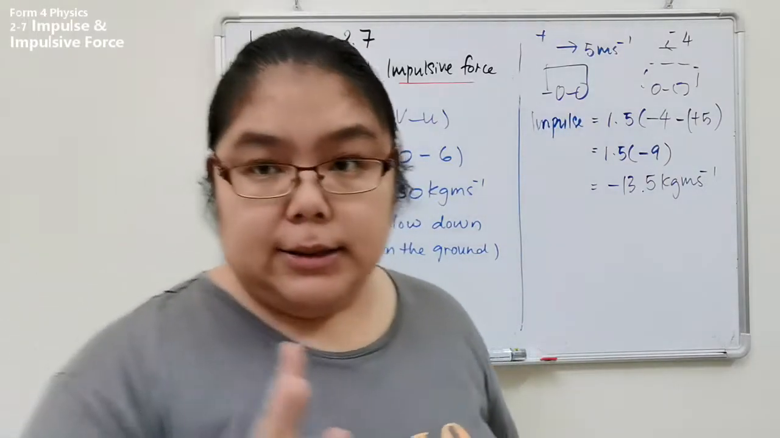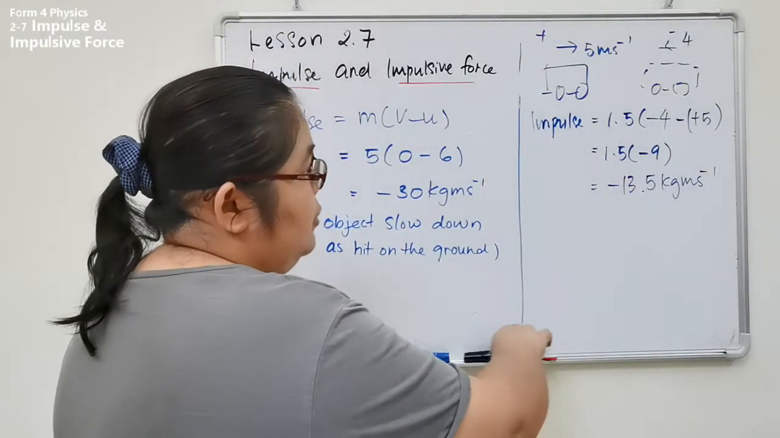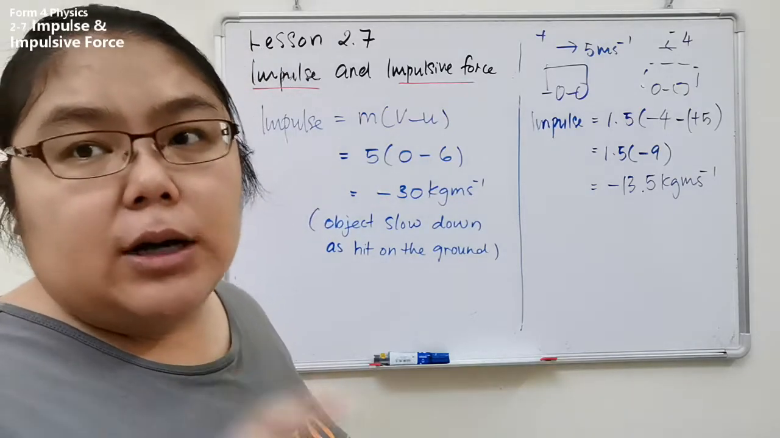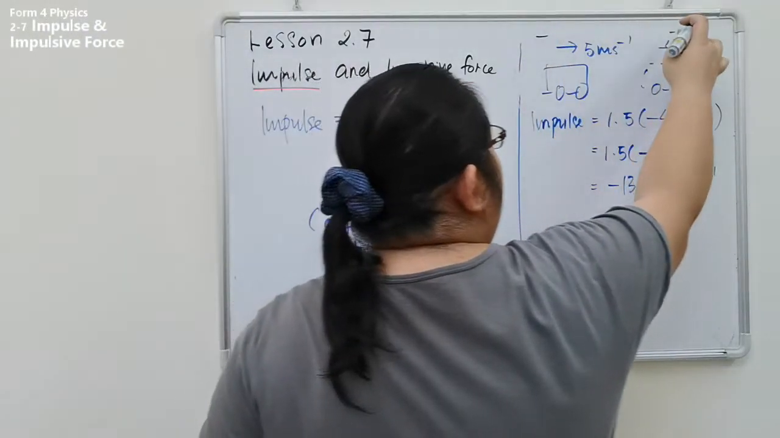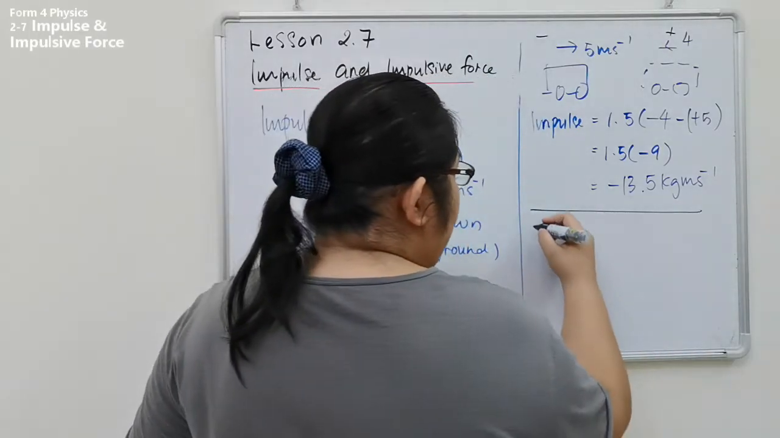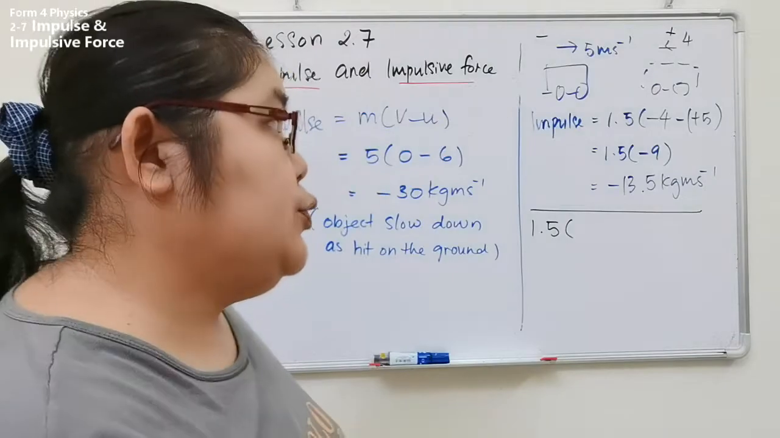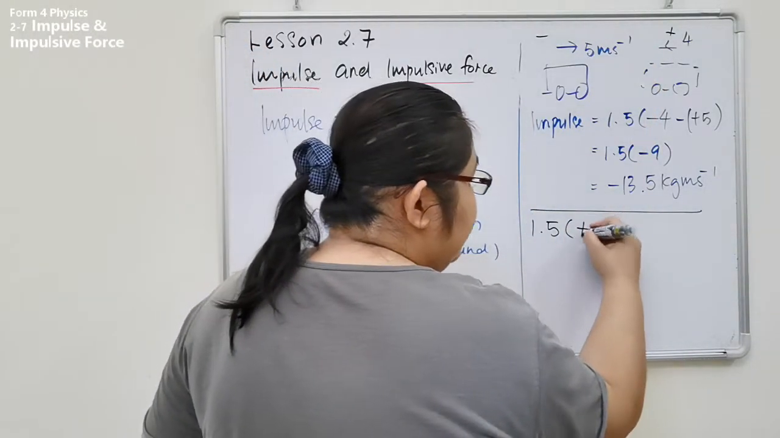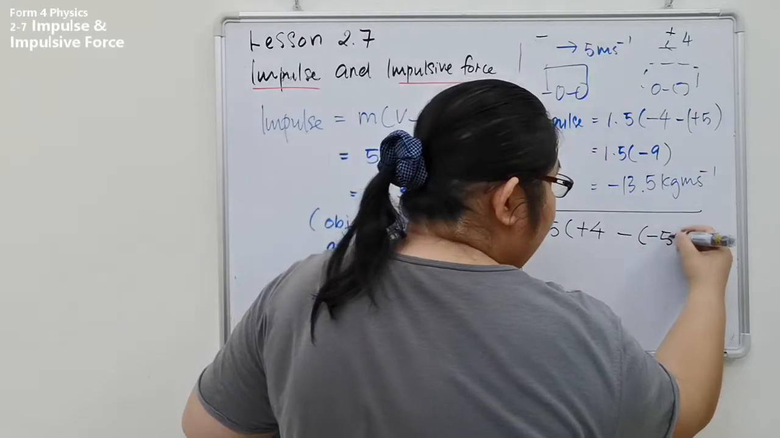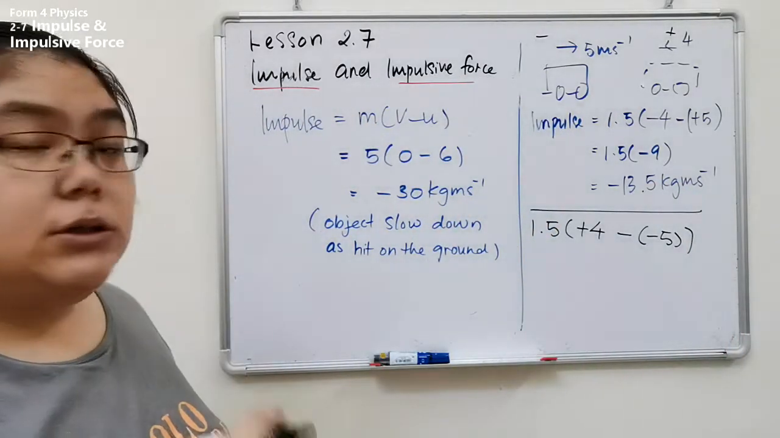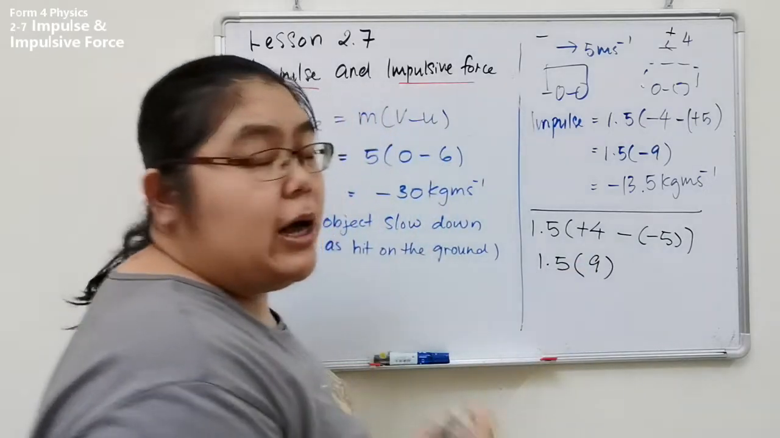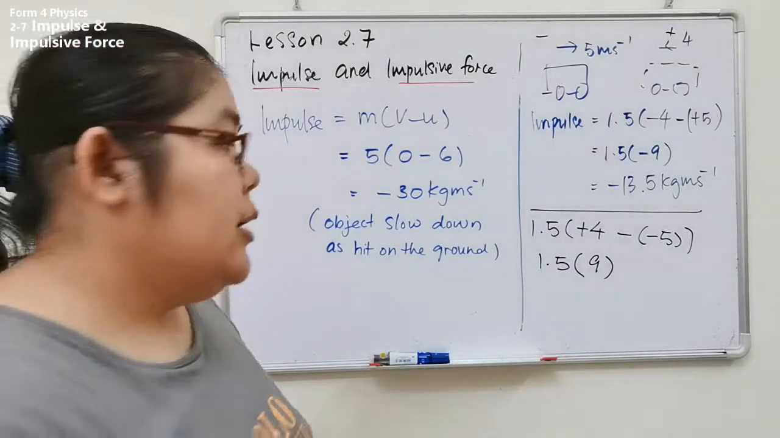Then we use the second method to solve this question. Second method, I just reverse the direction. I assume the opposite: I take this one as negative and this one as positive. It's the same thing. Mass 1.5, v minus u. This one is v, we cannot change it. So there's a positive 4. Minus, we still follow the formula, minus. Then you get negative 5. So this is another method. So 1.5 now multiplies with 9. No positive, no negative, we just ignore the negative. Final answer is still the same.